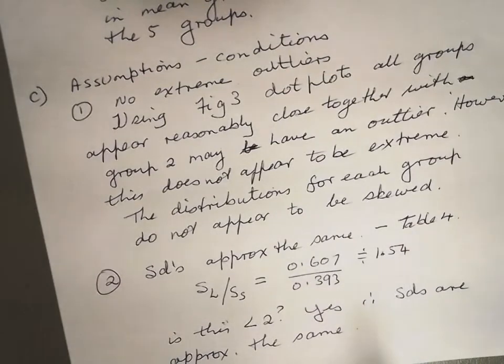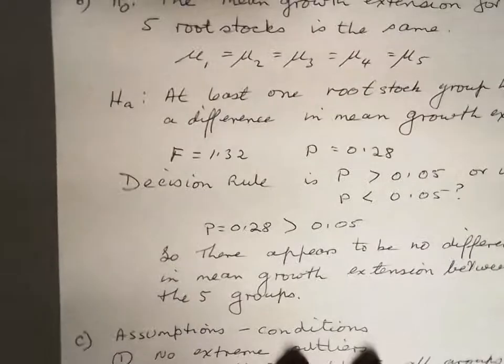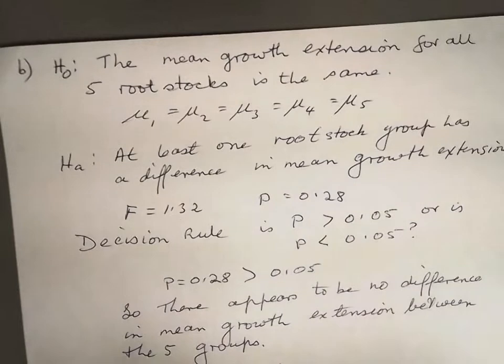If you remembered how to write an hypothesis, and again, under your subheading of analysis of variance on your study sheets, you could have done a general equation there. mu1 equals mu2 equals mu3, depending on how many groups you've got, making it specific to this question, the mean growth extension for all 5 rootstocks is the same. And the important one to remember is at least one rootstock group has a difference in mean growth extension for your alternative, and don't try to use symbols for that.